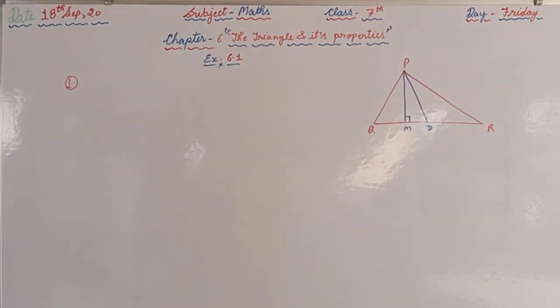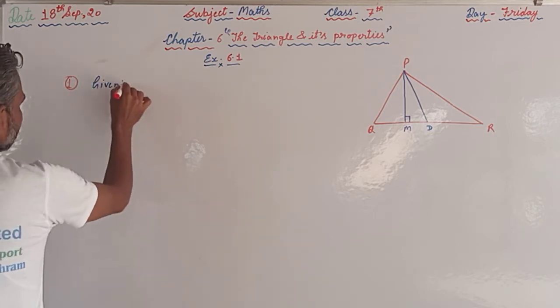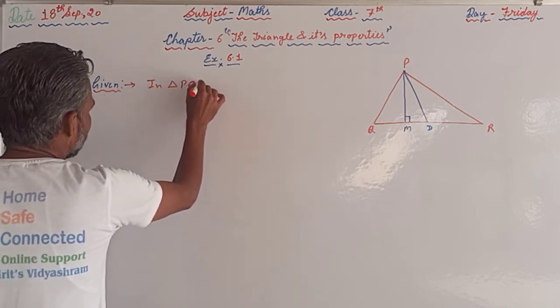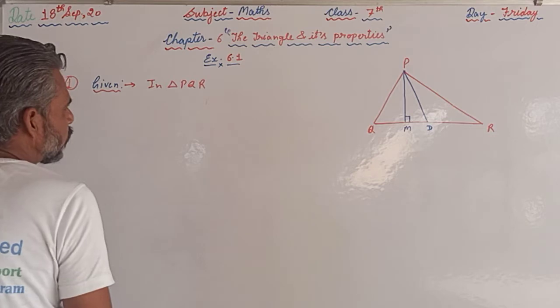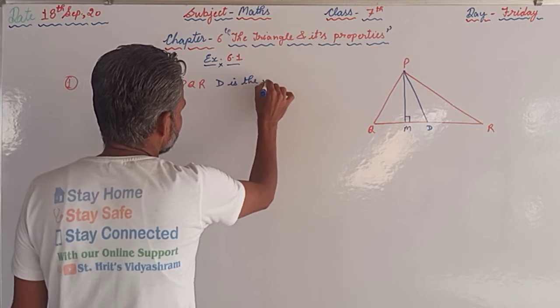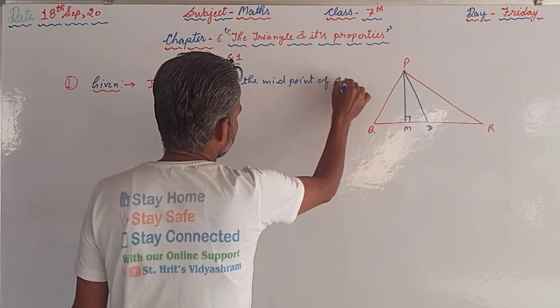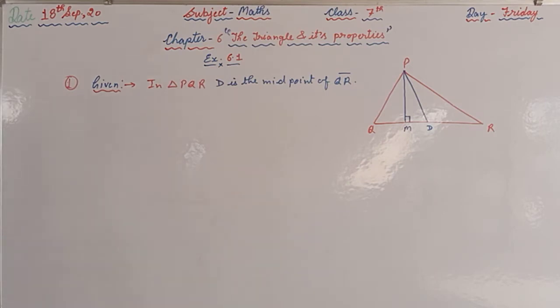the question that in triangle PQR, D is the midpoint of QR line segment. So some fill-ups are given. First one, PM is altitude.